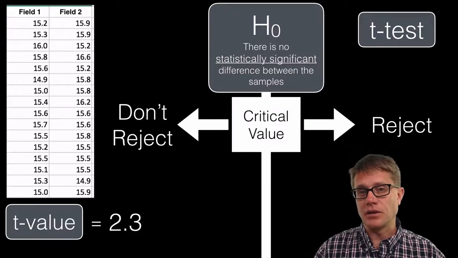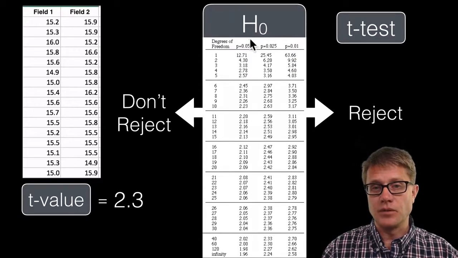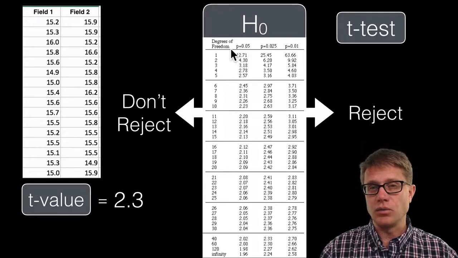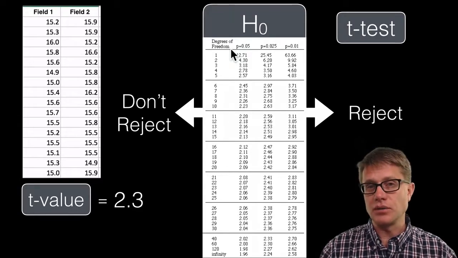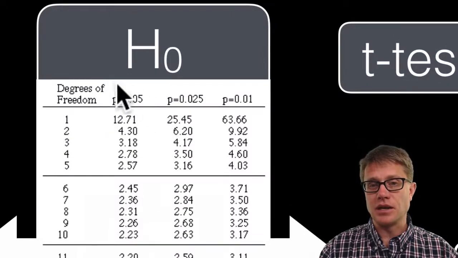Now, how do we find that critical value? We'll use a t-table that looks like this. It looks confusing, but it's really not that bad. So this would be for a two-tail test, and I'll show you what that means in just a second. The first thing you have to know is what probability are we going to use. Generally in science, we'll use the 0.05 probability. So that's going to be this column right here.